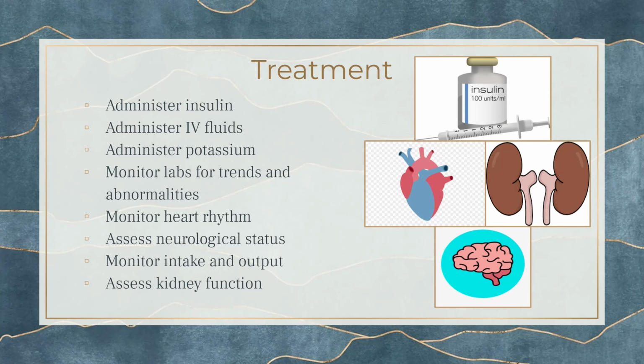Now we're going to be talking about some different treatments for DKA. Nurses will administer insulin, more specifically regular insulin. The onset is 30 minutes to 1 hour. The peak is 2 to 4 hours. The duration is 6 to 8 hours.